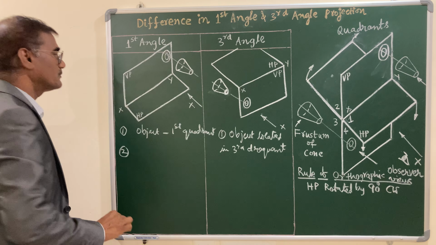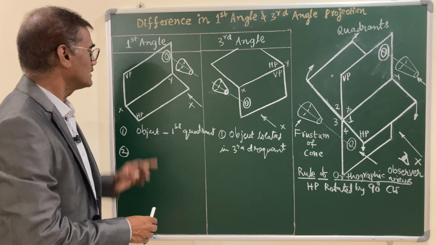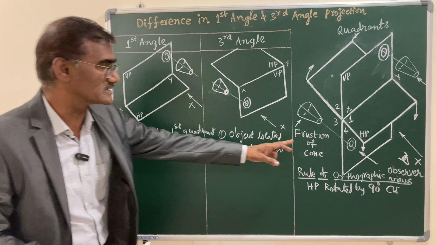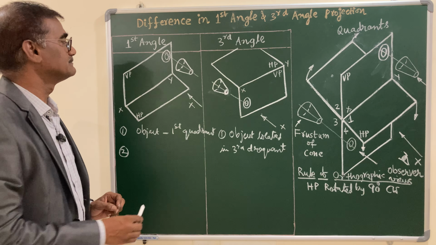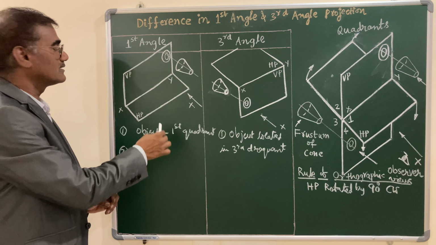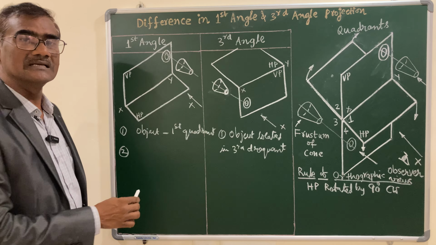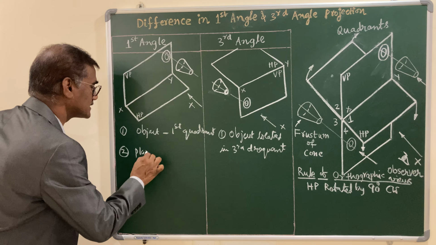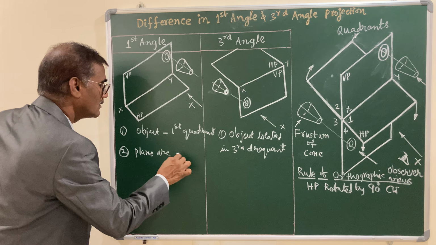And the second point: let us see here in the first quadrant the object. You can visualize a frustum of a cone considered as our object, and this is the direction of the view. And the planes here, horizontal and vertical plane, need not be transparent. The planes are opaque.